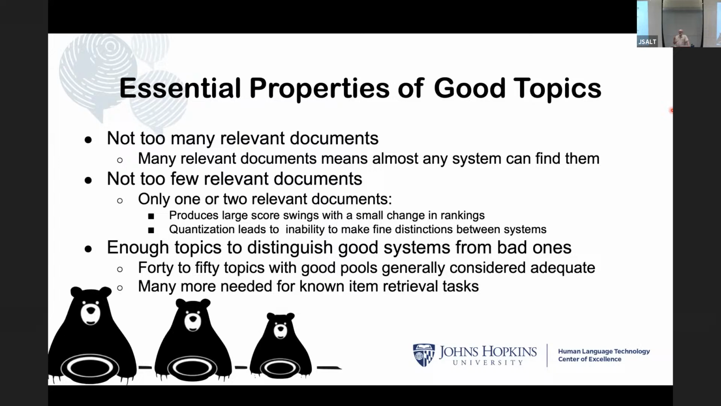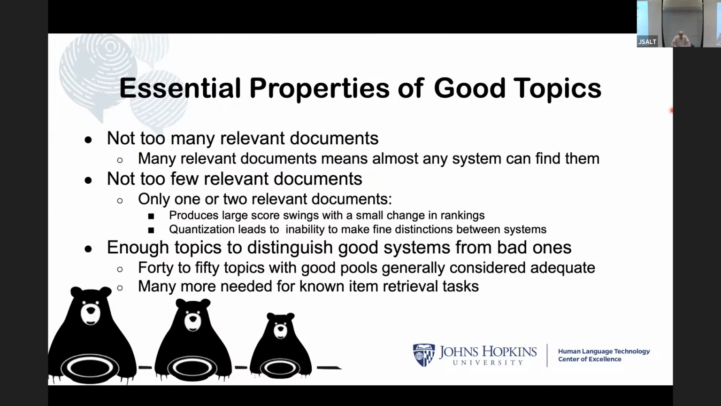And you get quantization issues when you have very few relevant documents, in that you can't produce many gradations in your scoring metric. You're stuck with a very few different levels of difference. How many topics do you need? Well, in the standard type of evaluation, like this TREC evaluation, where you saw the topics there, you generally need 40 or 50 topics to have an evaluation that can produce statistically significant difference between two systems.